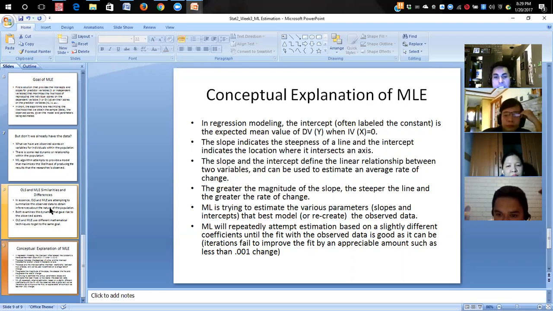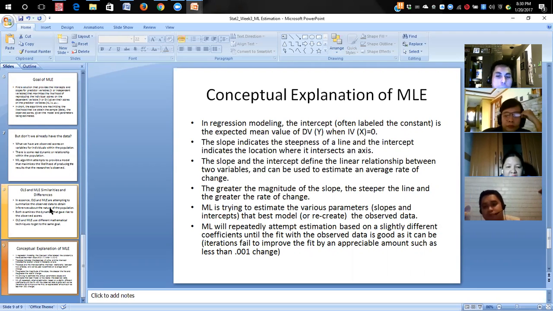Maximum likelihood estimation is trying to estimate the various parameters all the time, which is the slopes and the intercepts, that best model, or the ability to recreate the observed data. Maximum likelihood will repeatedly attempt estimation based on slightly different coefficients until it fits the observed data as good as it can be. And what does that mean?